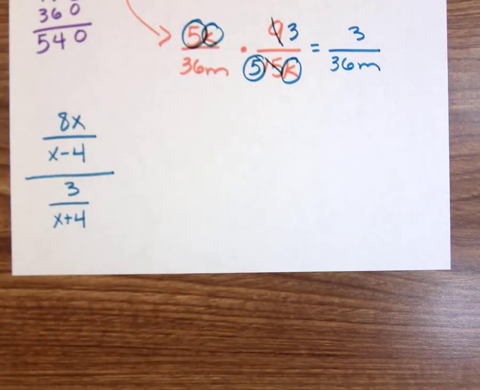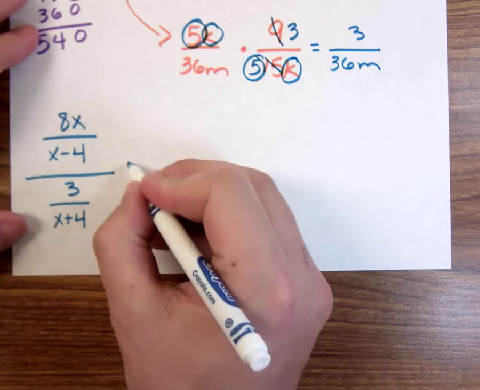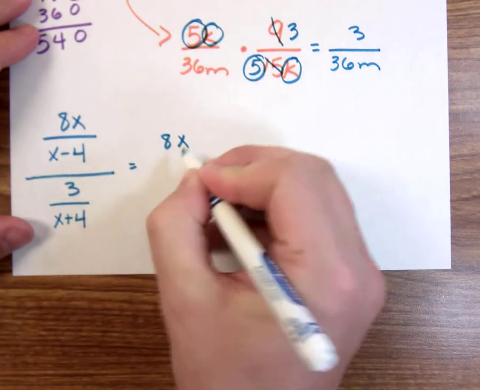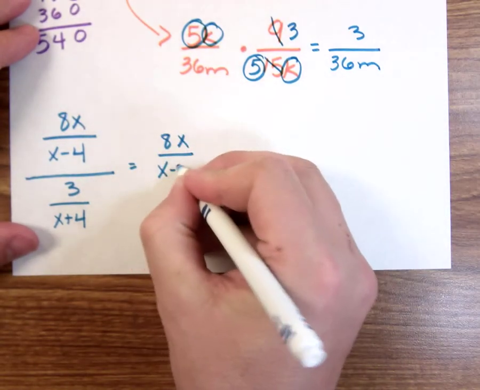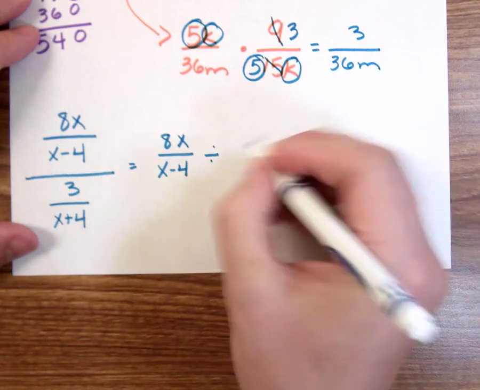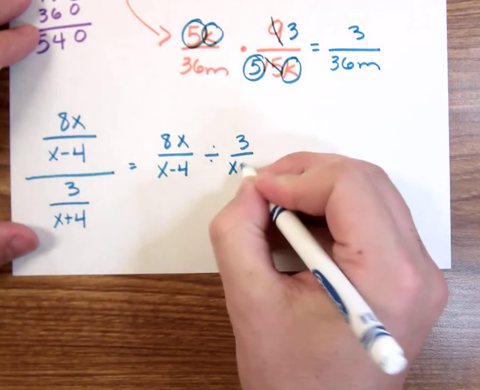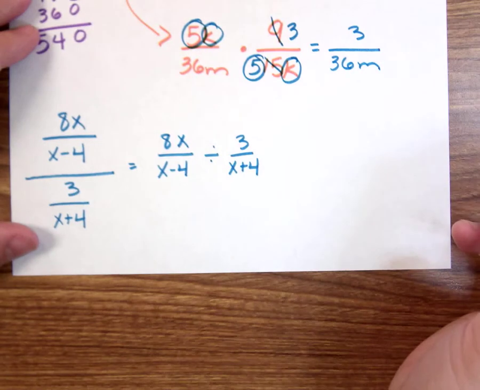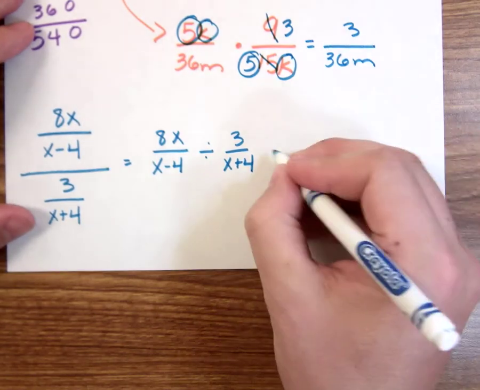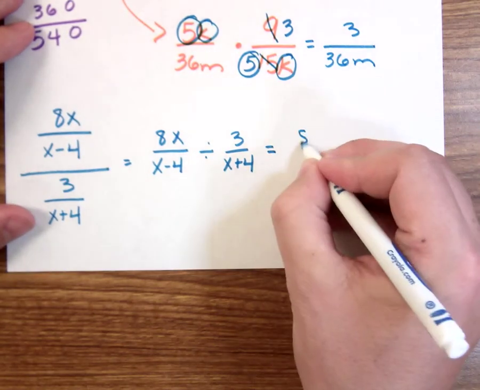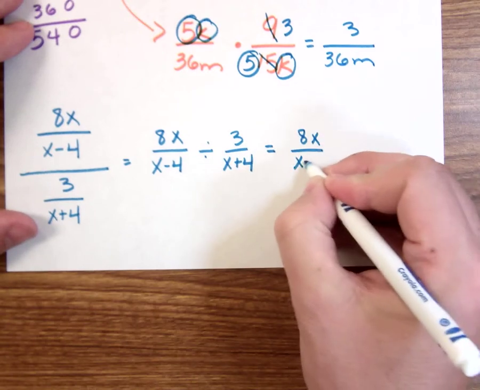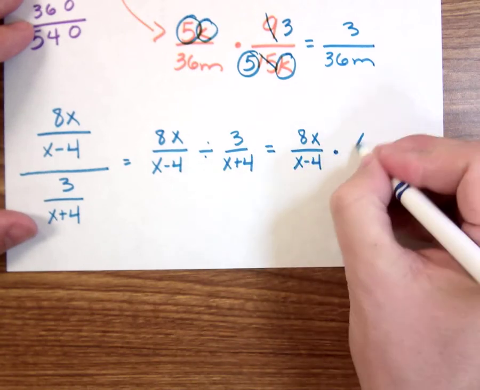So essentially, these are division problems that have just been written in sort of a weird way, but we're going to treat them just like they're division problems. Let's rewrite this as 8x over x minus 4 divided by 3 over x plus 4. Okay, so then we'll flip the second one, the reciprocal of the second fraction, and multiply.